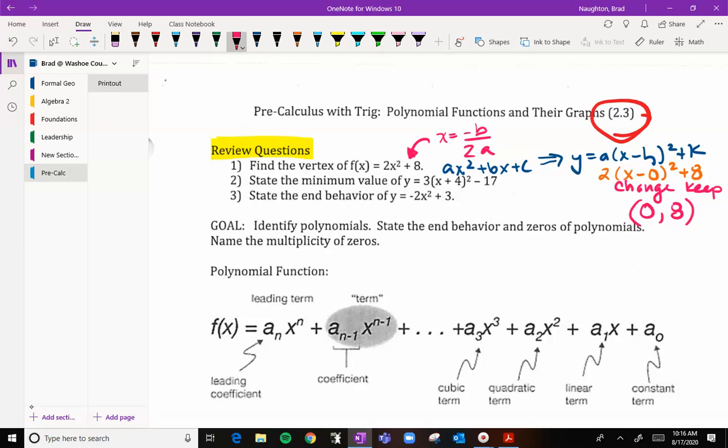Let's go ahead and find the minimum value for number 2. Now, minimum value is just a fancy way of saying what is the y part of your vertex. So we're looking for the y part of our vertex. The y part of our vertex is the k. So this is kind of easy peasy lemon squeezy. Our y value, our minimum value, is negative 17. Booyah. Now, like I said, this is going to set us up for the course for today.